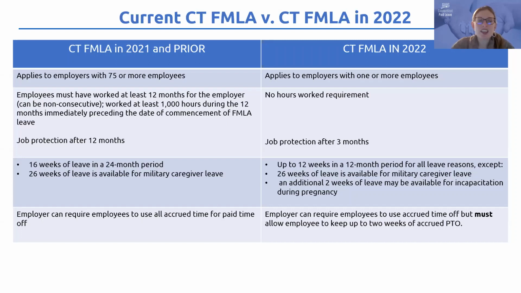A second change is that previously there was an hours worked requirement and a length of time that someone had to work in order to be eligible for job protection. That hours worked requirement has now gone away, and the length of time for job protection has been reduced from 12 months to 3 months. So after 3 months, with no minimum hours worked requirement, a person going out on leave for a qualified reason would be entitled to job protection.